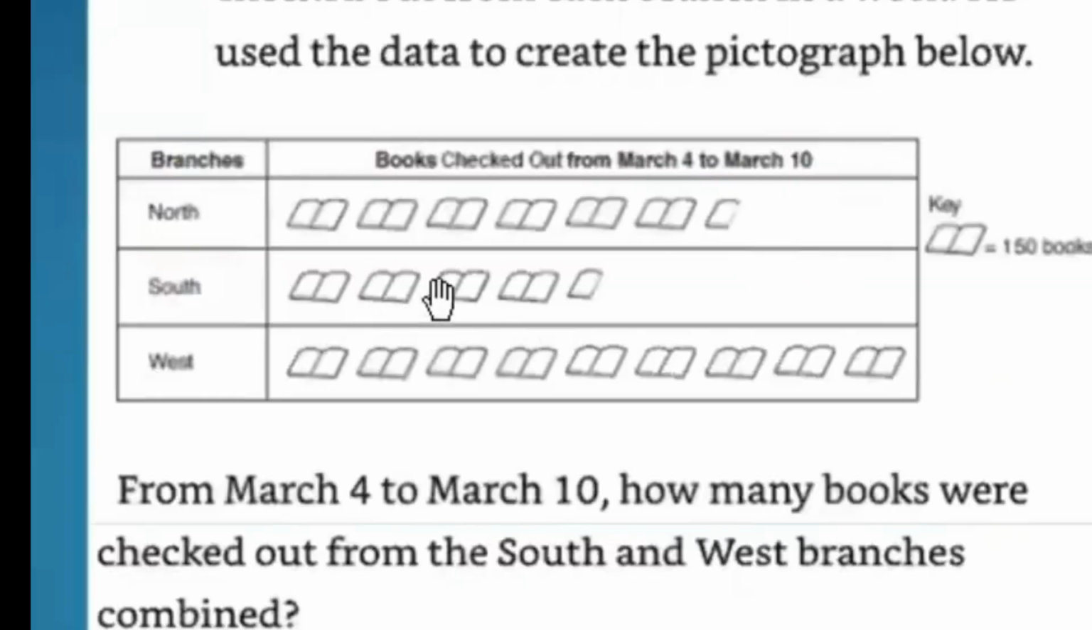How many books were checked out from the South and West branches combined? So we start counting with the South. We have 1, 2, 3, 4 and a half symbols representing books that were checked out. And then for the West, we have 1, 2, 3, 4, 5, 6, 7, 8, 9. Okay, so what will we do? We'll add 4.5 plus 9. Okay, and that gives us 13.5.